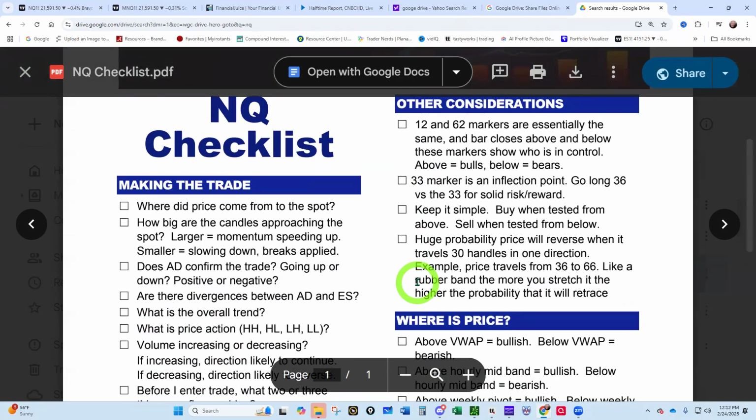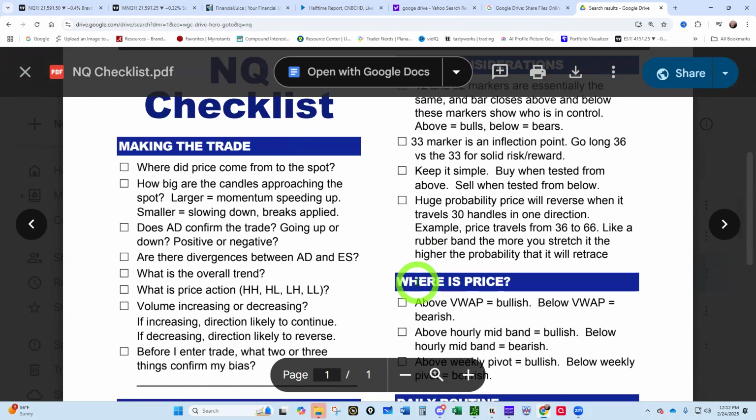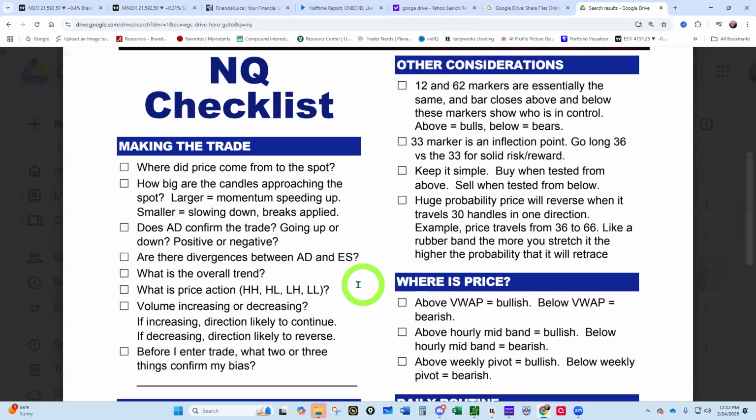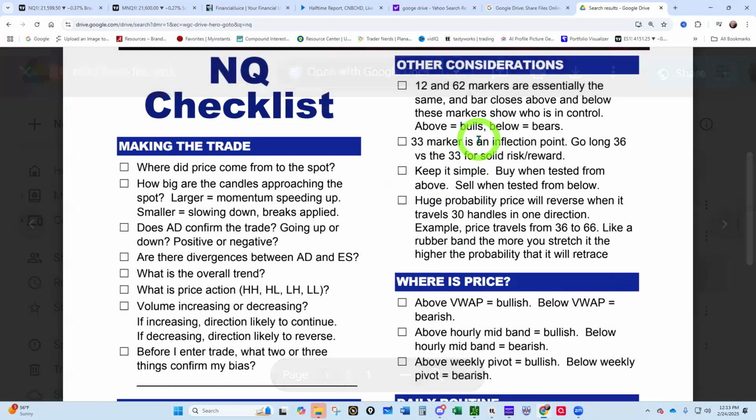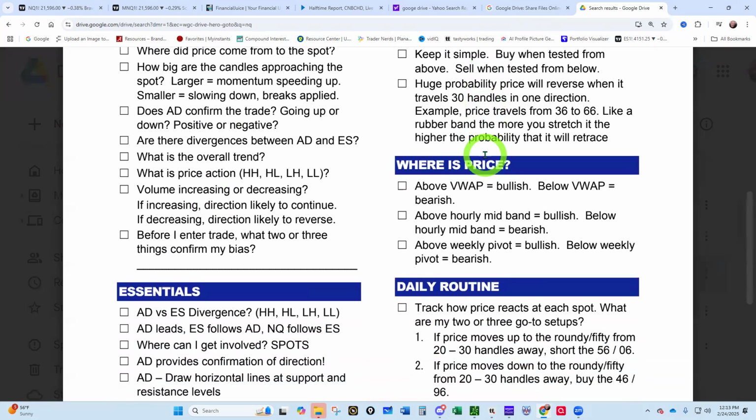Where did price come from, the spot? How big are the candles? Smaller, slowing down, break supply. Does AD confirm the trade? Are there divergences? What's the overall trend? What is price action? Tony Rago would do these spots and markers, and 33 market as an inflection point. Go long 36 versus the 33 for solid risk reward. Above VWAP be bullish, below VWAP be bearish. Now I remember that.